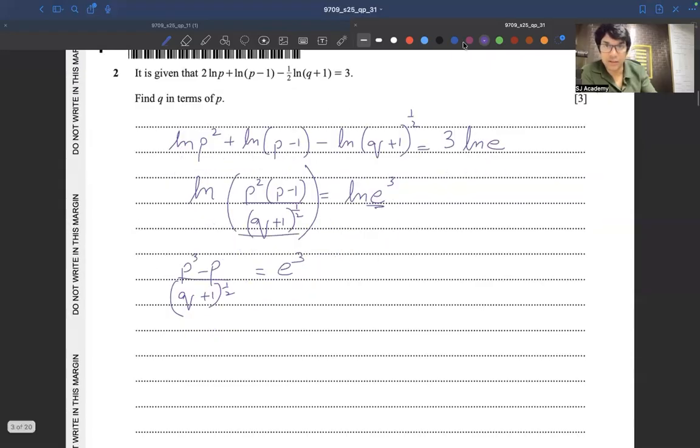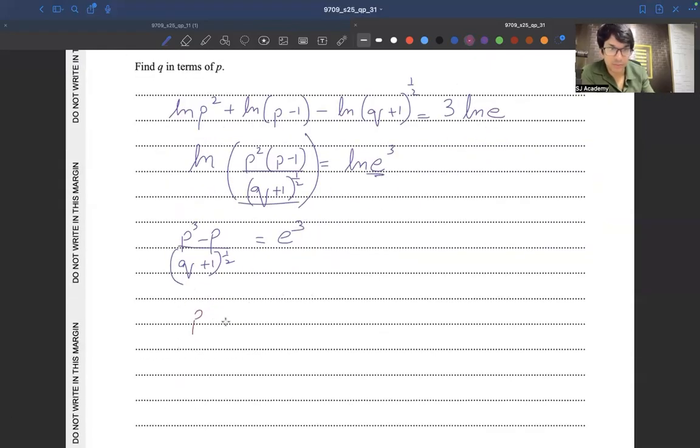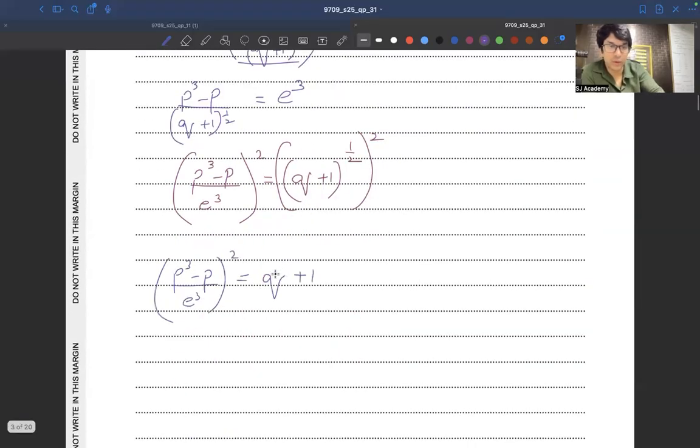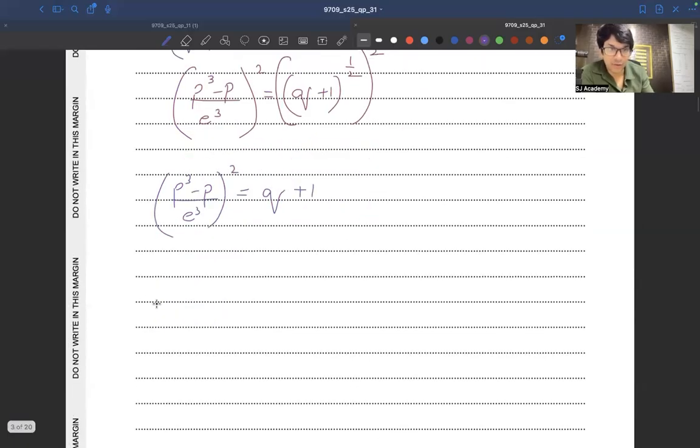Now, as we have to make q our subject, first we'll bring (q plus 1) to the left hand side. We can write it as (p cubed minus p) divided by e to the power 3 equals (q plus 1) to the power of half. Now taking the square of both the sides, as this is a square root, we'll square both the sides to cancel the square root, and this will become ((p cubed minus p) upon e to the power 3) whole squared equals q plus 1. We have to give q in terms of p. Now simply we'll bring 1 to the other side, and we can expand this side if you want.